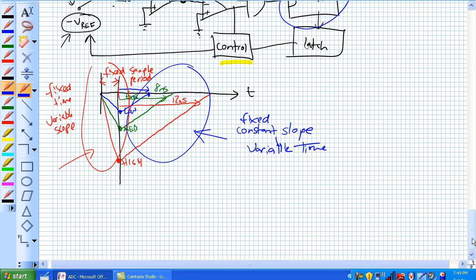Okay, the next one that we're going to discuss is our successive approximation means of analog to digital conversion. Not as fast as flash, but it's got a fixed conversion time. Again, less stuff than flash. Okay, so successive approximation.